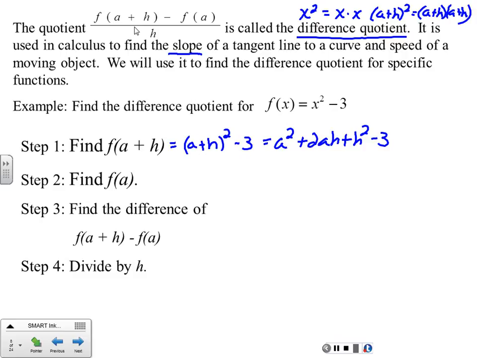Okay? So let's do the second part. It's a little bit easier. We're doing F of A. What is it going to be? F of A is going to be what? A squared minus 3. Okay? So that's this portion.